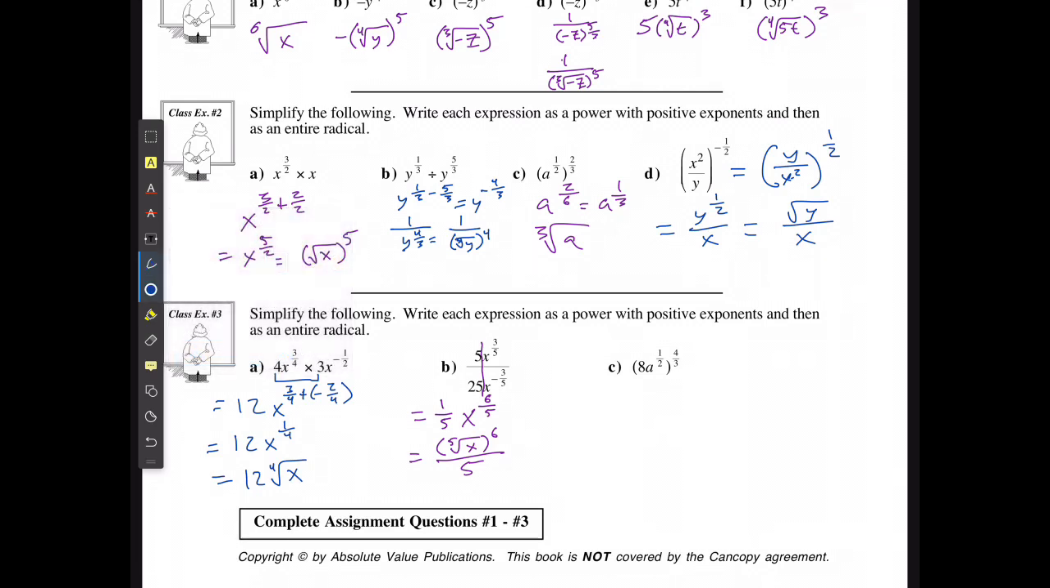For example C, don't forget, this exponent is going to apply to the 8 as well. So what I have here is the cube root of 8 to the power of 4, and that's being multiplied by a to the power of 1 times 4 is 4, and 2 times 3 is 6. And I'm going to reduce and simplify this. I'm going to say the cube root of 8 is 2, which is to the power of 4, and I have a to the power of, this is a reduced fraction, 2 over 3. So 2 to the power of 4 is going to be 16, and a to the 2 over 3 is the same as the cube root of a squared.